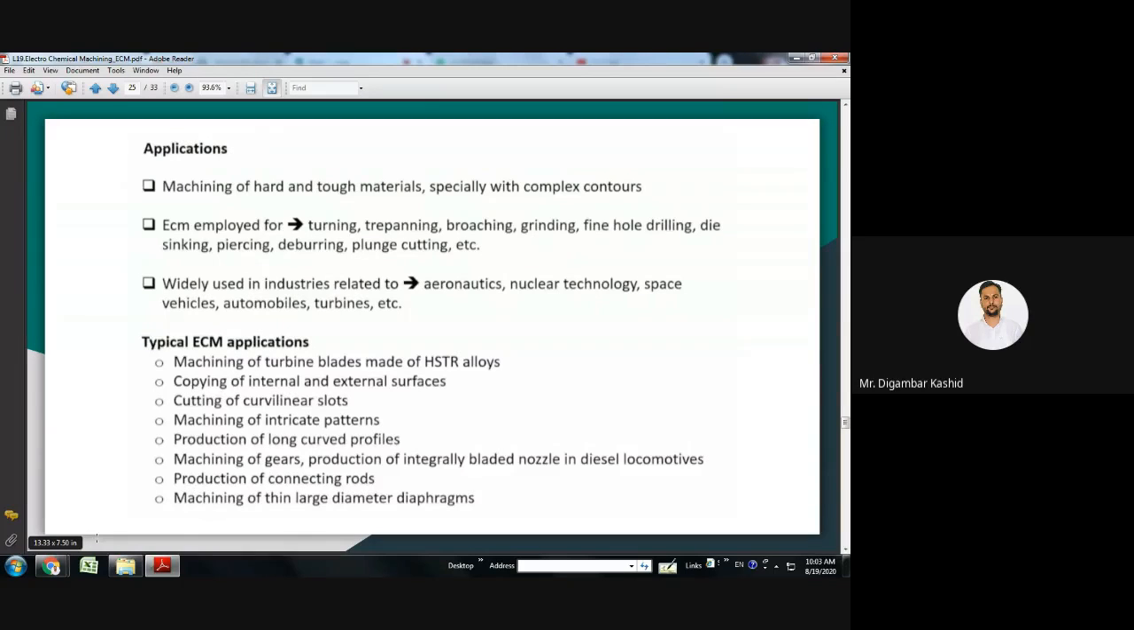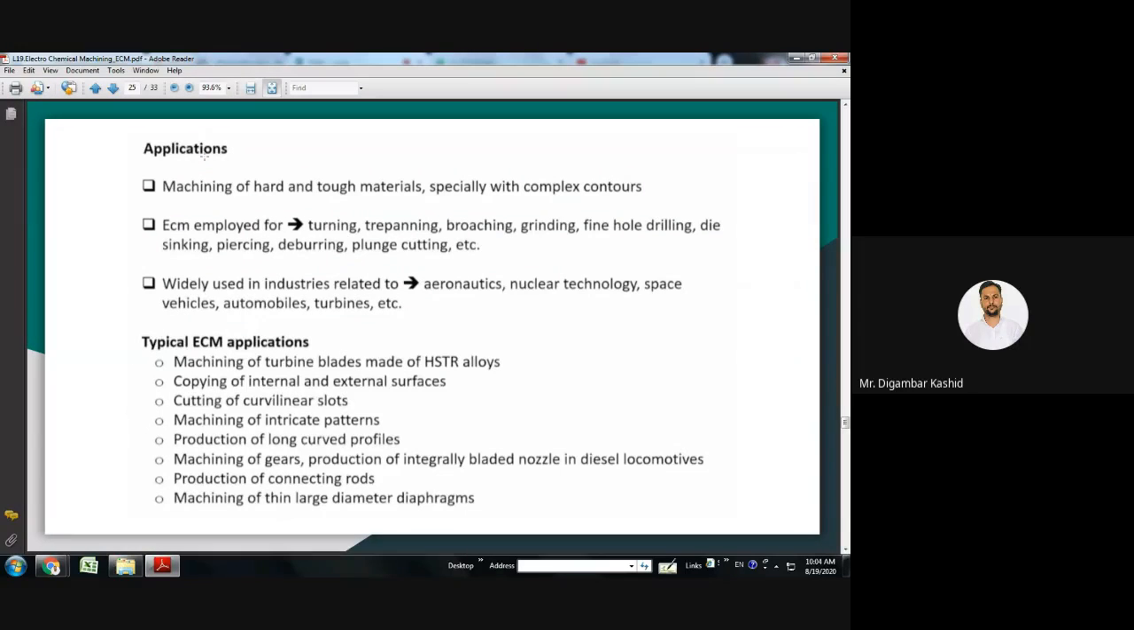Along with these operations, there are some other applications. This ECM process is also widely used in many industries. Which are those industries? They are related to aeronautics, nuclear technology, space vehicles, automobiles, turbines, etc. In those industries we widely use this ECM process.